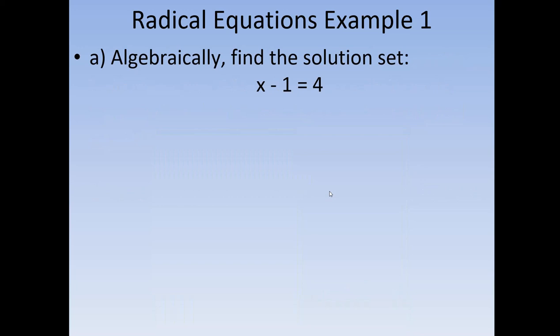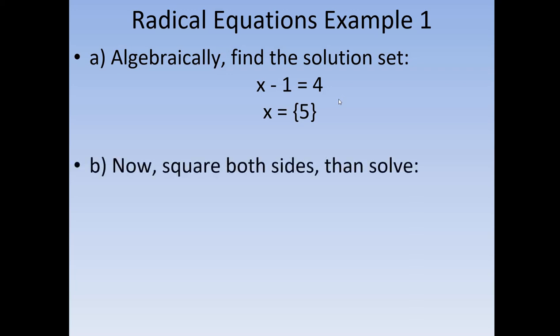Here's just an example of what it means when we square it. Here, first, you just want to solve this equation. As you could probably tell already, we can just add the 1 over to the other side, and we get x equals 5. All right, so let's say that we decided to go a little bit crazier and square both sides of the equation. So we have x minus 1 squared equals 4 squared. When I expand this out, this becomes x squared minus 2x plus 1 equals 16.